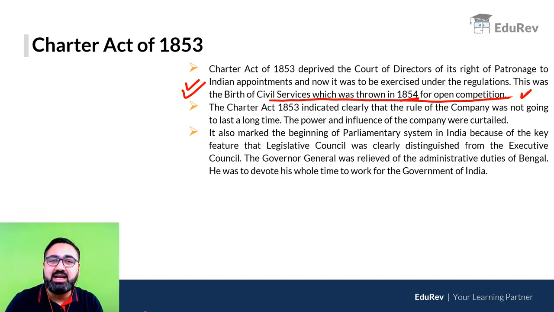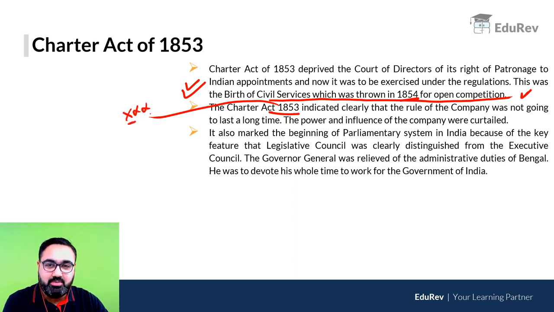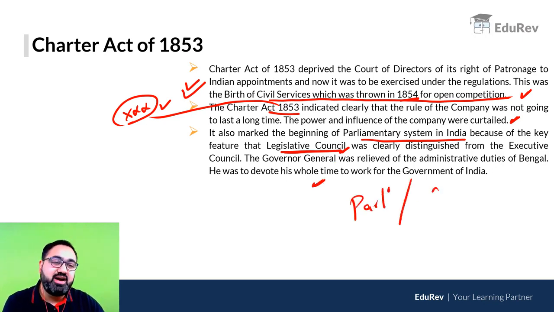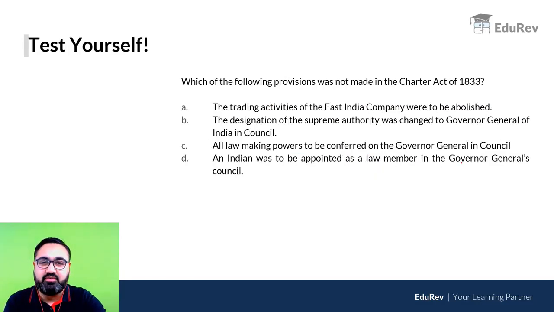The syllabus was in Latin, and there was English history, which was ours and not the Indian history. So every arrangement was made for Indians not to crack the examination, but still some Indians did manage to go through. The Charter Act of 1853 did not extend the license of the company for any more time because they knew that the rule of the company was going to end very soon. As I said, this was the beginning of the parliamentary system in India. Why? Because for the first time, the Legislative Council was clearly defined and the Executive Council was clearly defined. So for the first time, Parliament was defined, and for the first time, the Council of Ministers was defined. That is how the 1853 Act shaped up India for the future.